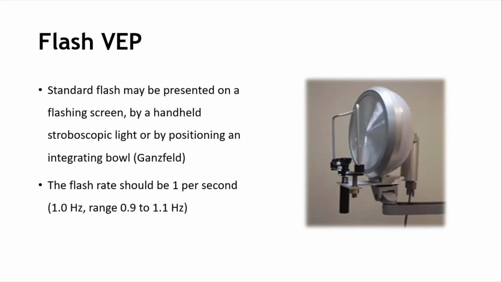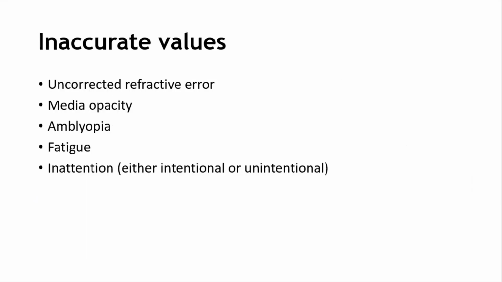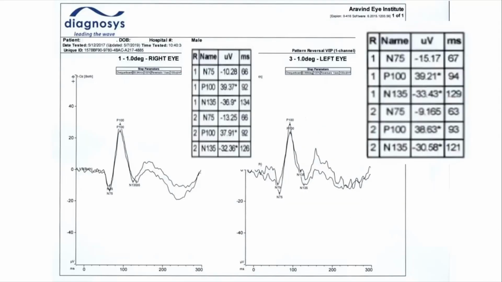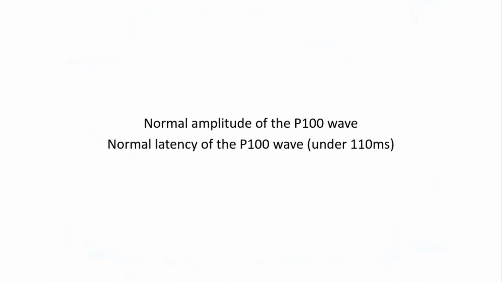So we'll move to the examples first. So here you can see the P100 wave. Latency is 92 milliseconds and the amplitude is 37. In the left eye, the amplitude is 38 and the latency is less than 100 milliseconds. So what does the VEP report say? Whether it's a normal or abnormal VEP report. So it's a normal VEP report.